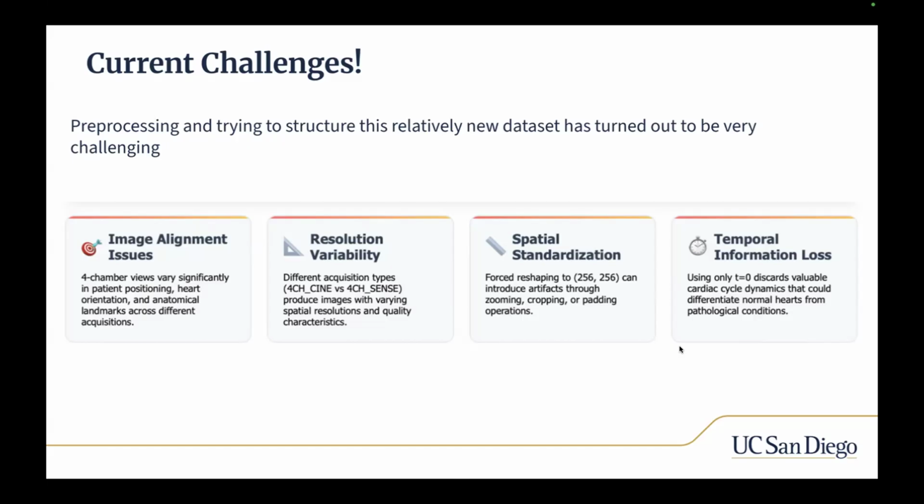One was image alignment issues. I was trying to find a standard image we can align everything to or normalize everything to. I don't know if we can find it in the same data set or we need an external one. Two, there was resolution variability.